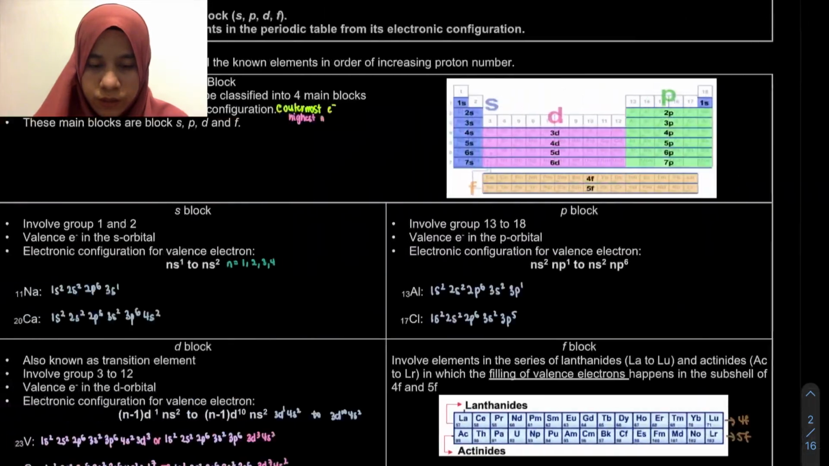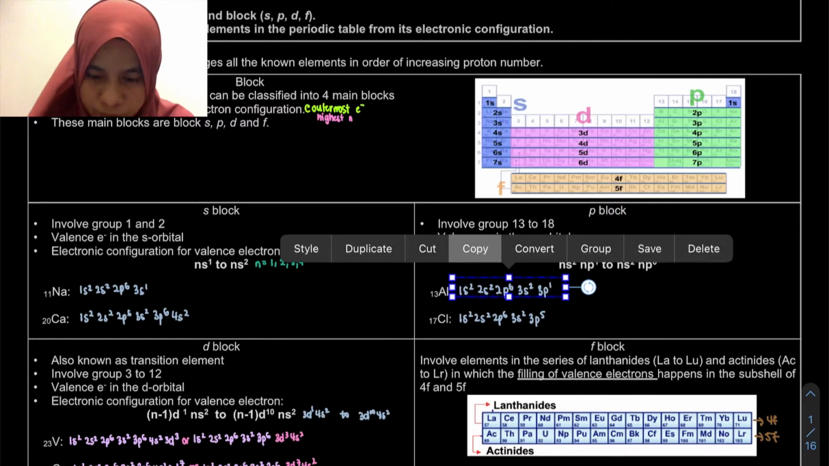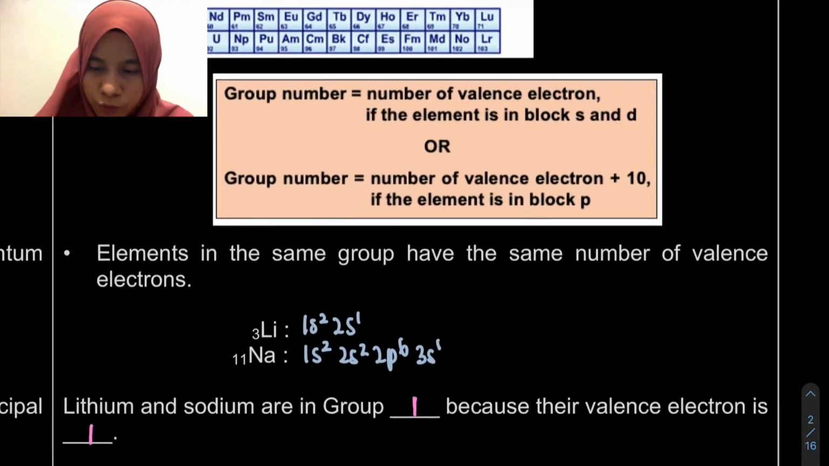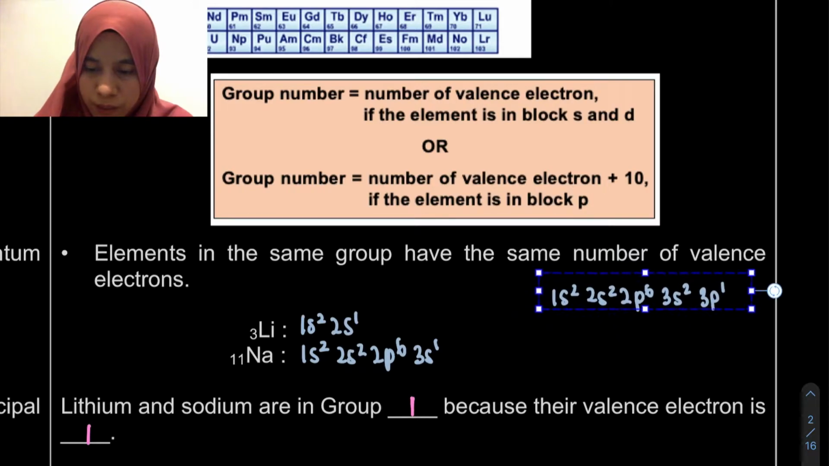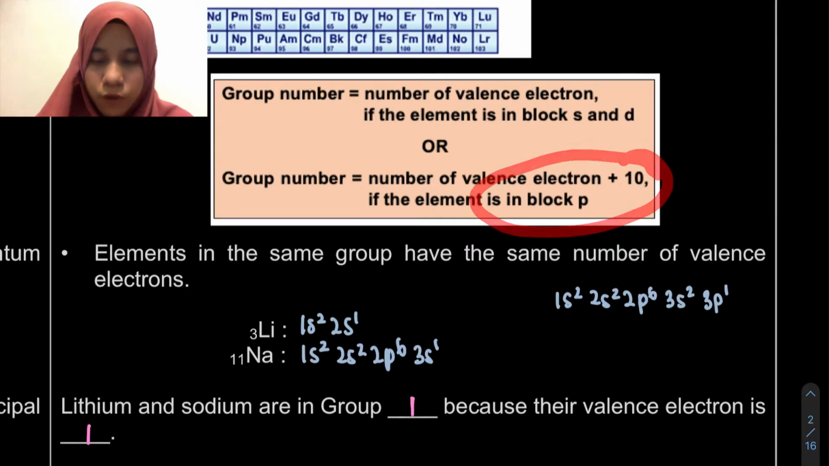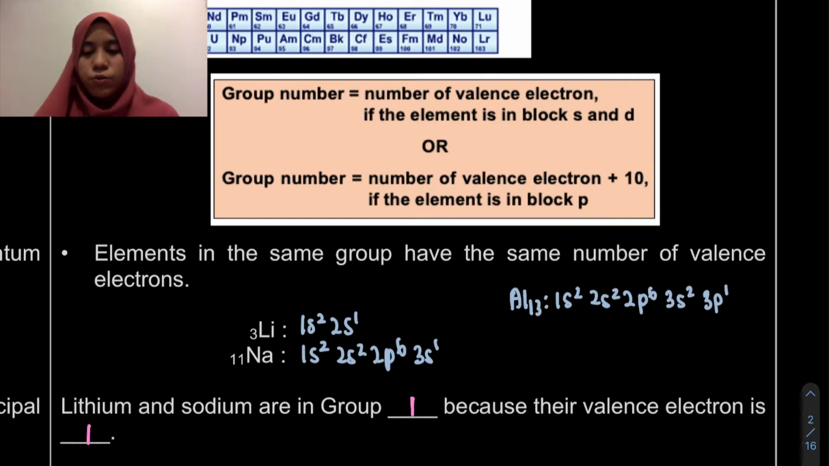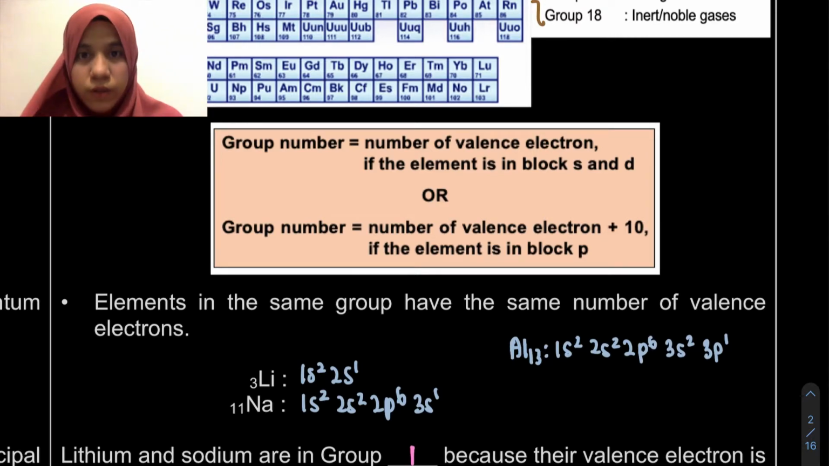So, for example, Miss wants to take aluminium as an example. Okay, so this is aluminium. Here, I want to mention about the electronic arrangement, and why valence electron must plus 10 if it is P block. Okay, so aluminium is actually aluminium 13. 1s2, 2s2, 2p6, 3s2, 3p1. Okay, so the number of valence electrons, again, we look at the highest n. So, 3s2, 3p1. So, our valence electron is actually 3.